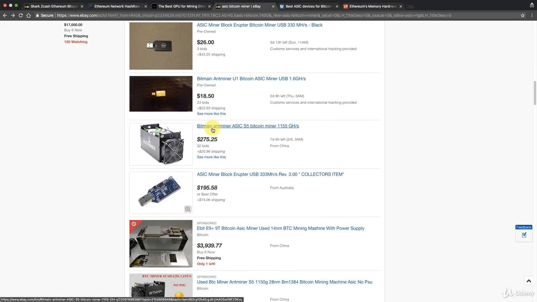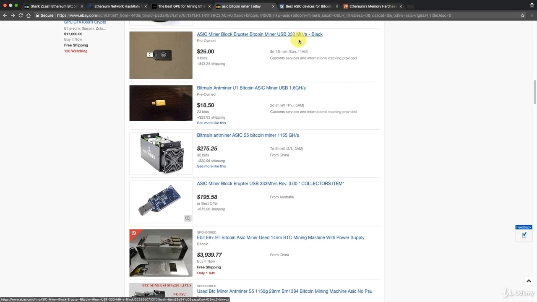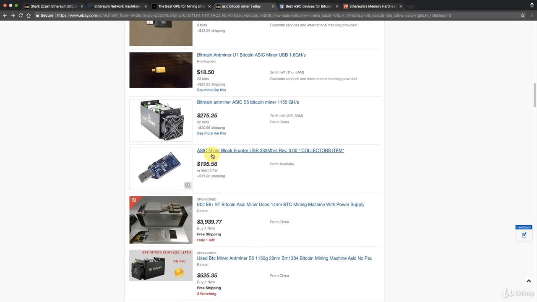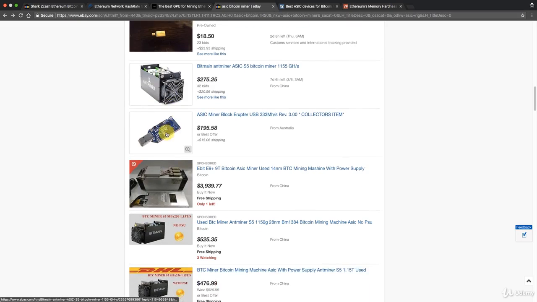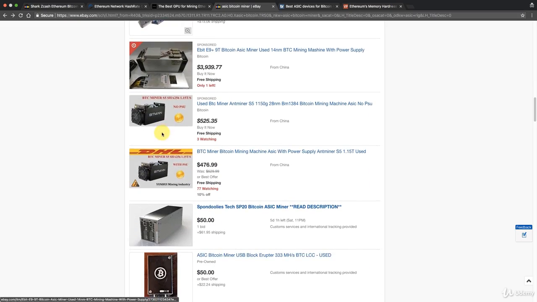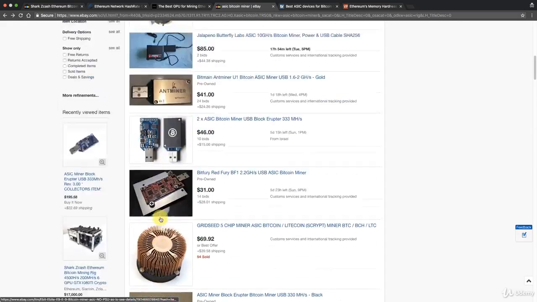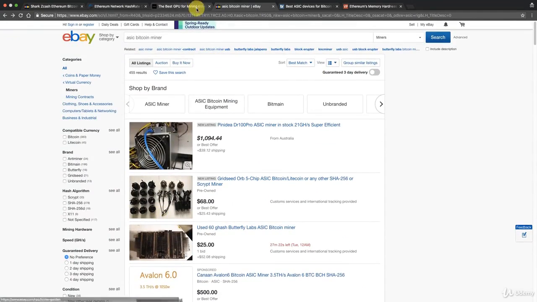So you can see 1,000 giga hash. This one goes up to 1 giga hash, this is 1,000 giga hash, 1,000 times faster than that. And they need a lot of cooling, they make a lot of noise, make a lot of heat. So those are ASICs here. You can see them here.